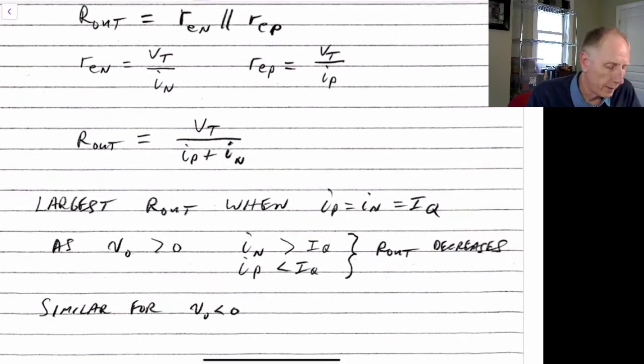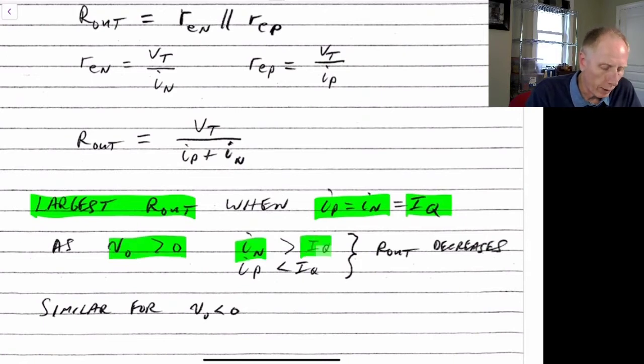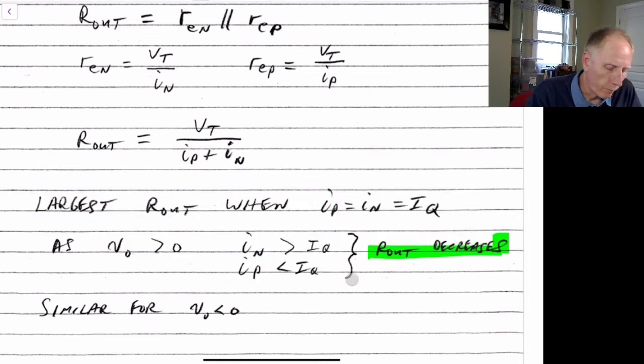And so what we'll find then is, as we mentioned before, when In goes up, Ip goes down by the same amount. So we can see then that the largest output impedance will occur when Ip is equal to In, and that equals IQ. And in the case where the output voltage goes greater than 0, then In will become greater than IQ, but Ip becomes less than IQ, and we get an overall Rout decreasing. And the same would happen if we have Vout becoming less than 0. So if we want to look at when the output impedance is the largest, we just look at the case when In equals Ip, which is equal to IQ.